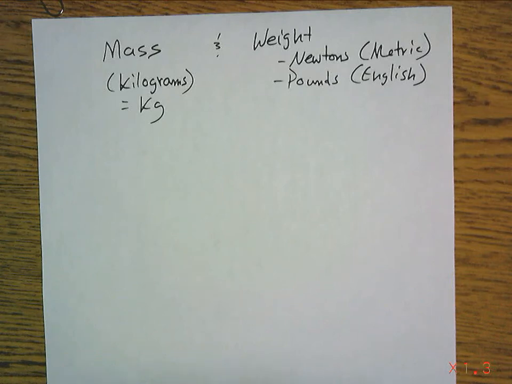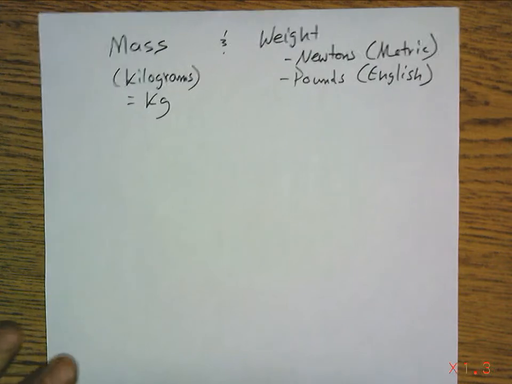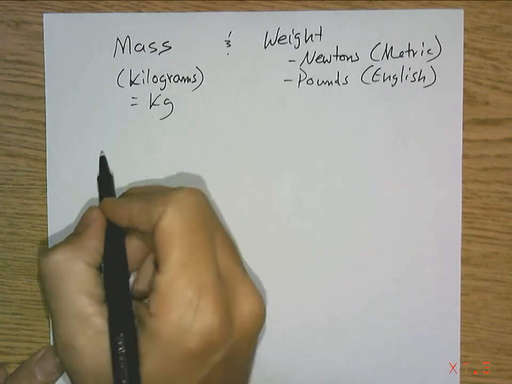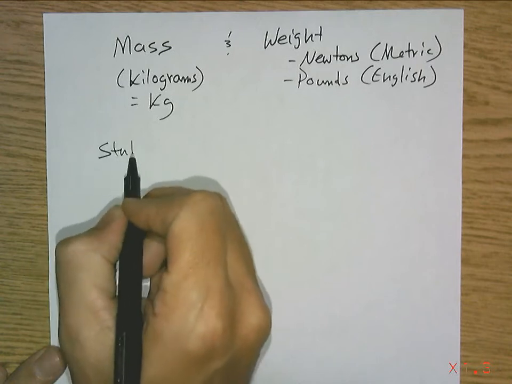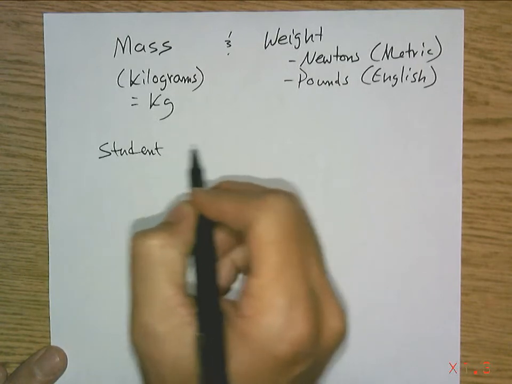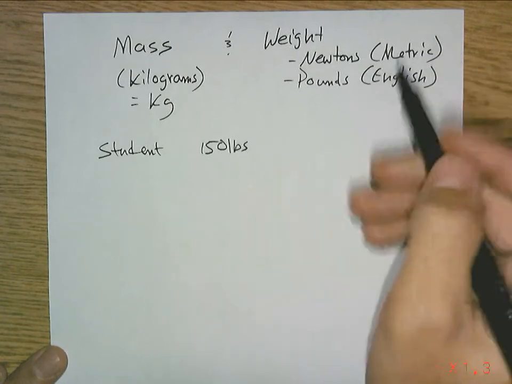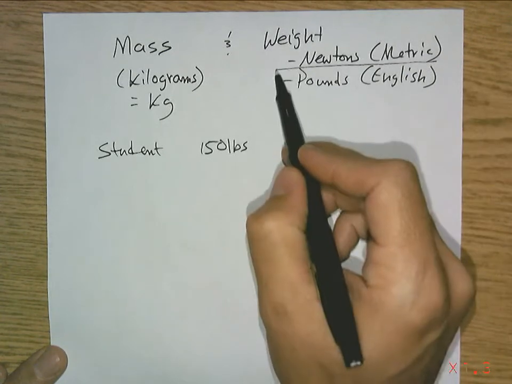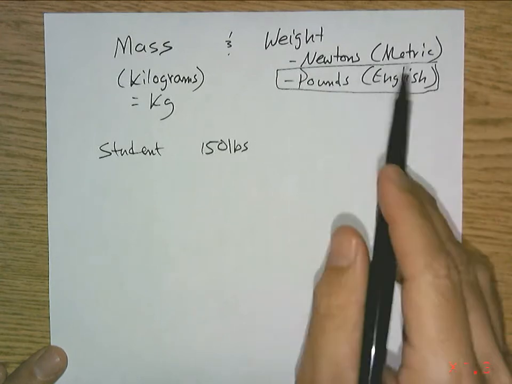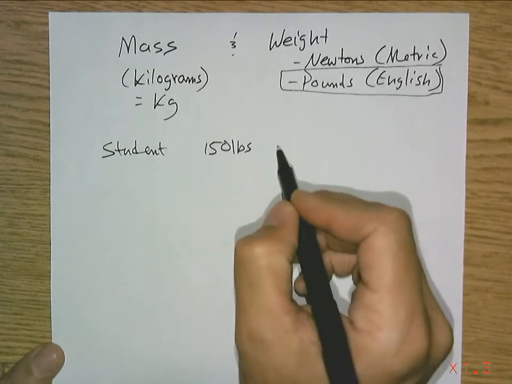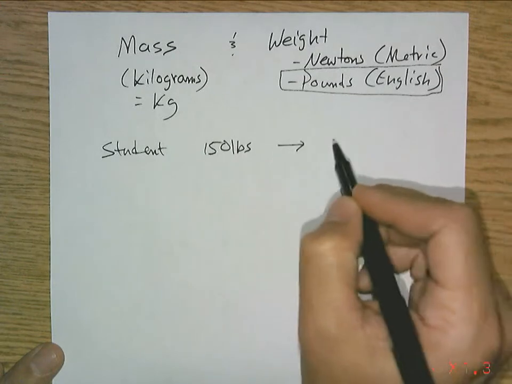Here we're going to do a little walkthrough of how to differentiate between mass and weight, from what we did in class today. Let's say we have a student with a weight of 150 pounds. 150 pounds is what we would call the English system of measurement. This is a weight in pounds, and we're going to try to convert pounds into kilograms.